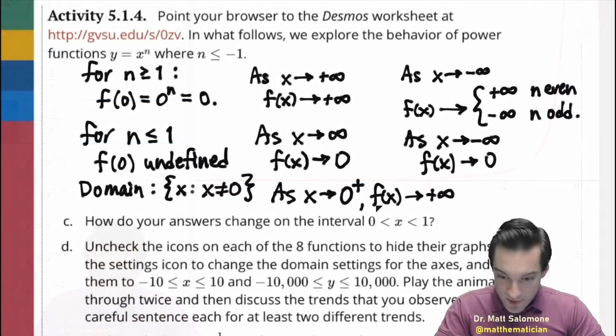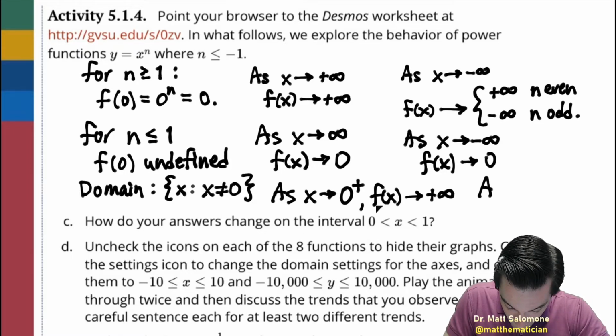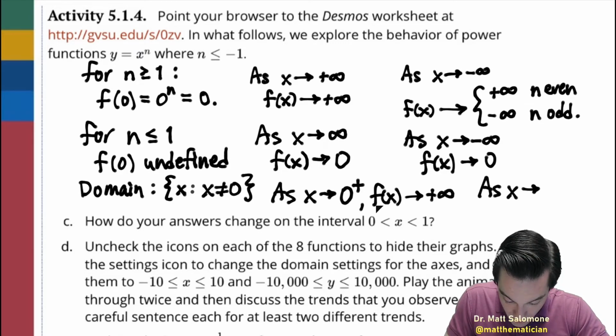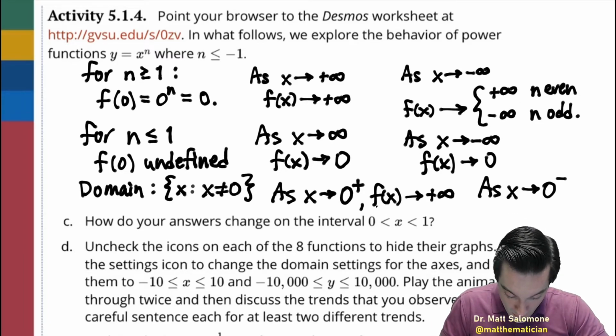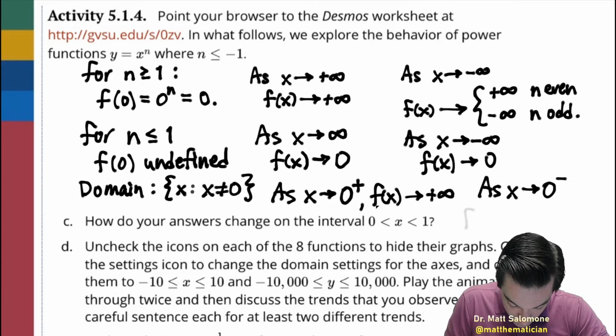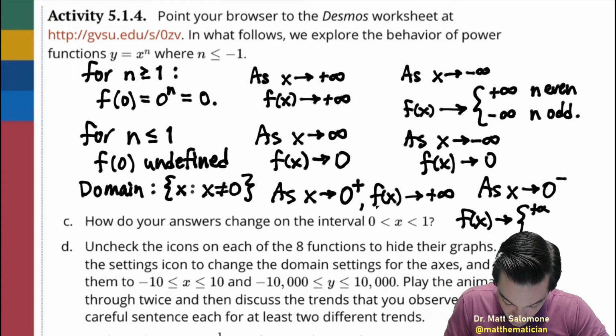So just to sum this all up, as x tends to 0 from the left side now, okay, so we're looking at the left side vertical asymptote, we know that f of x is going to tend to positive infinity when n is even, and it's going to tend to negative infinity when n is odd.